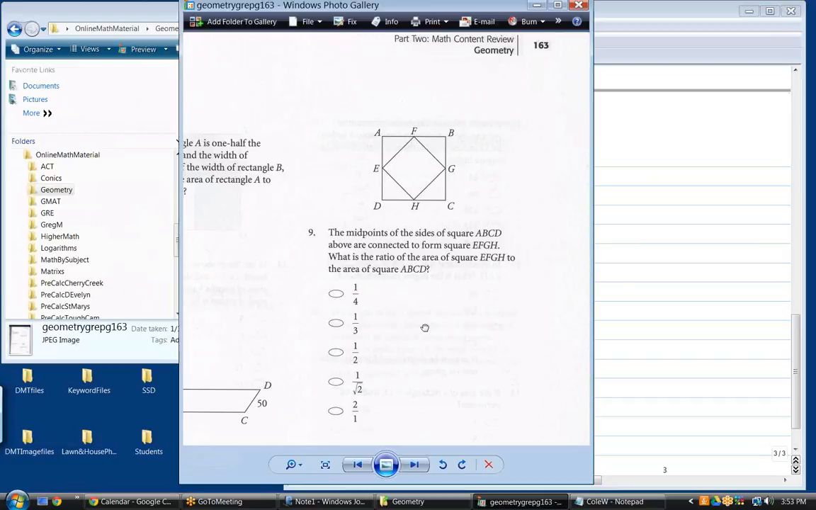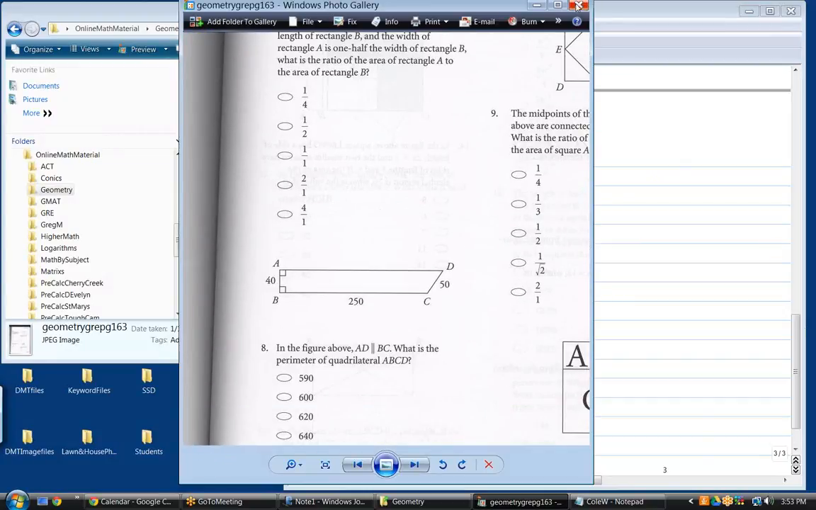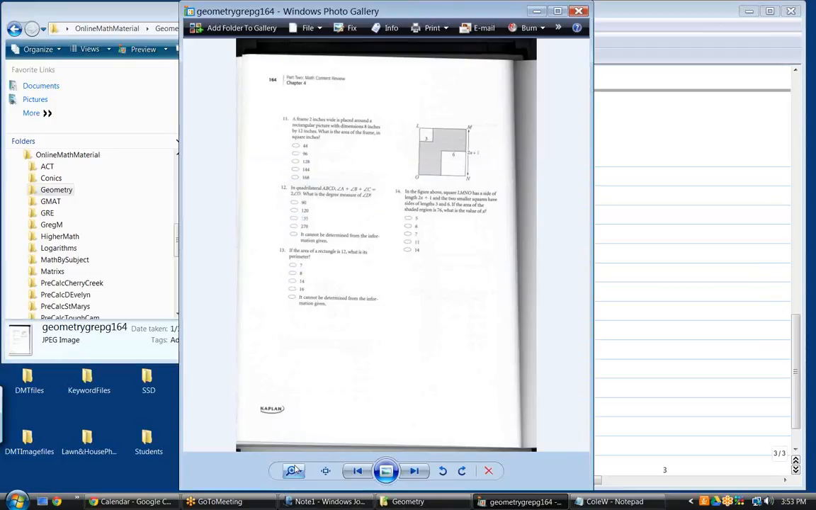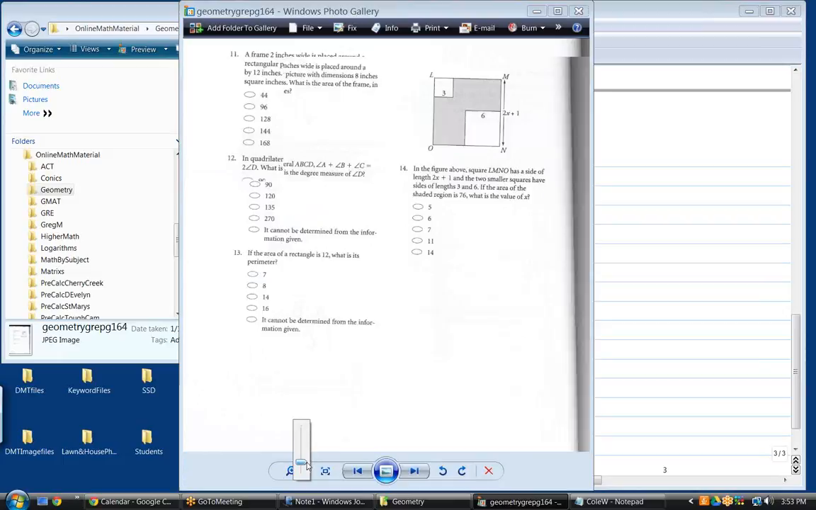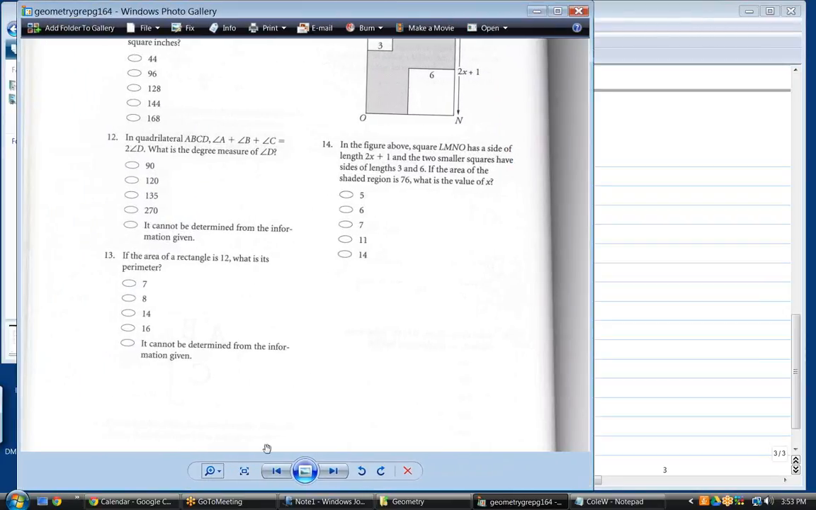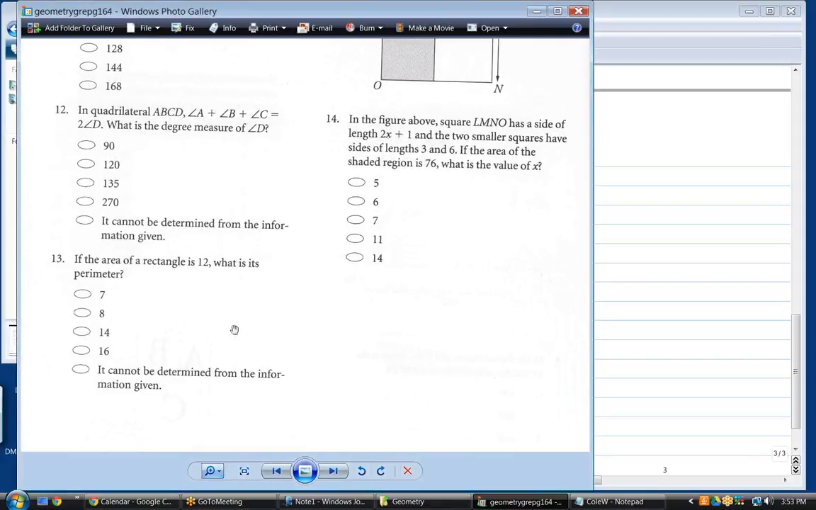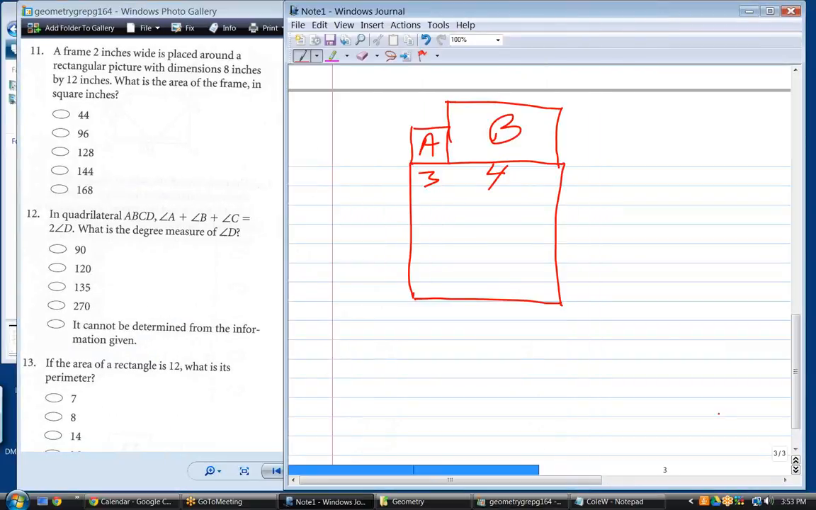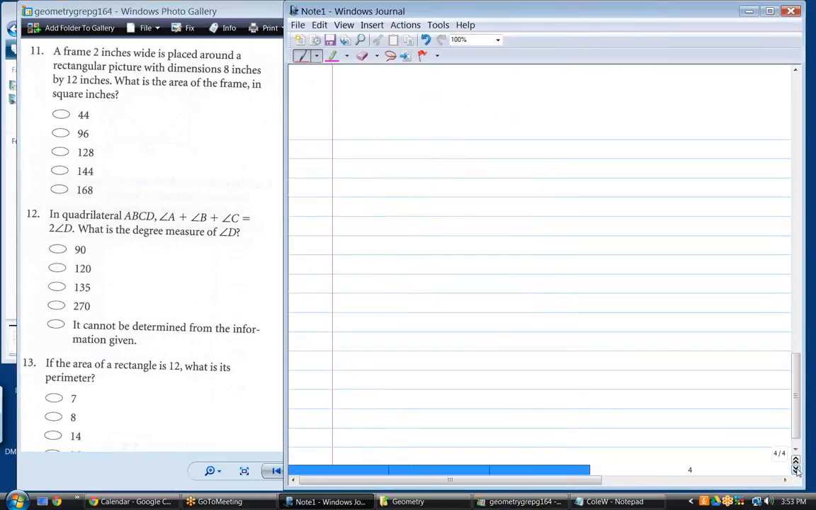All right. Let's see, this was intermediate. Let me go to another page. Still intermediate. Let's tackle some of these. Now, whenever you have a word problem in geometry, the best thing to do is to draw a picture.